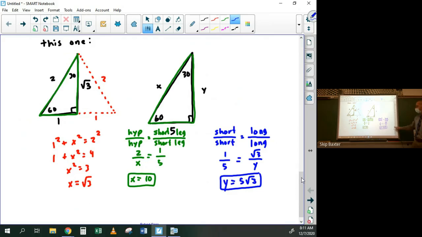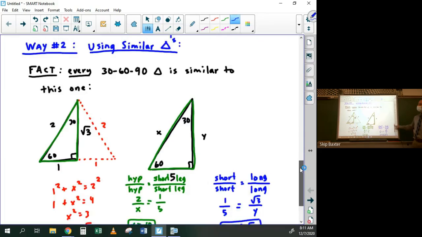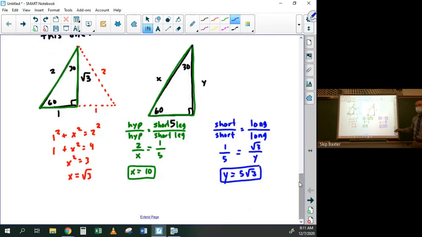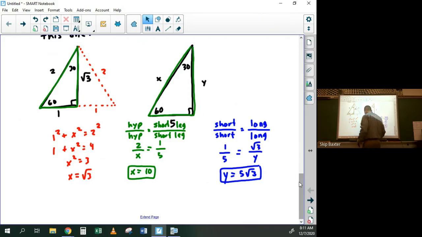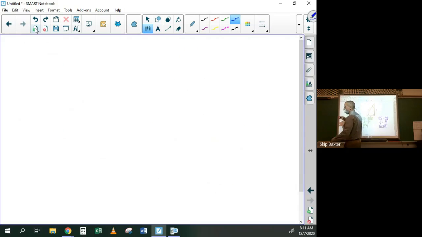So that's the second way you can find missing sides of a 30, 60, 90 triangle using similar triangles. The third way is the shortcut way. And just like with isosceles right triangles, this would be the quickest way for sure. So way number 3 is using shortcuts.